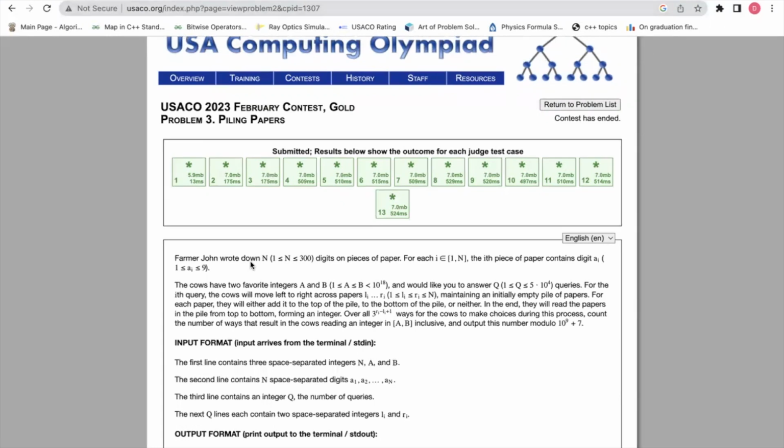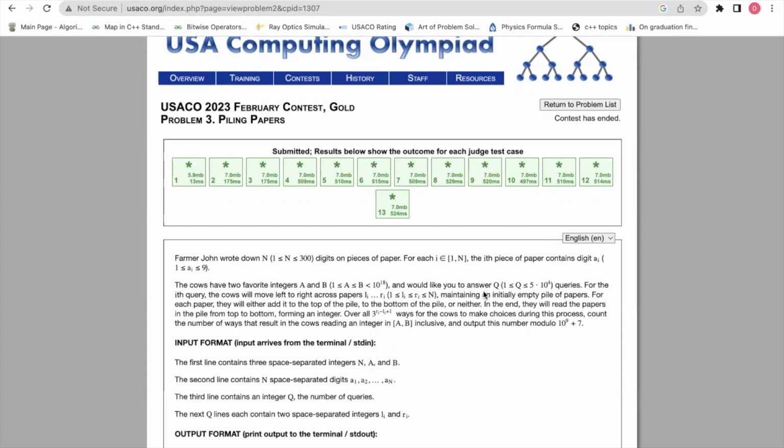The cows have two favorite integers, A and B. They would like you to answer Q queries. For the ith query, the cows will give you L and R, which are the indexes of the start and end points of the papers. Maintaining an initially empty pile of papers, for each paper, you'll either add the paper to the top of the pile, to the bottom of the pile, or neither. In the end, they will read the papers from top to bottom, forming an integer.